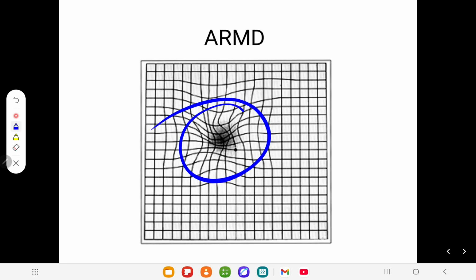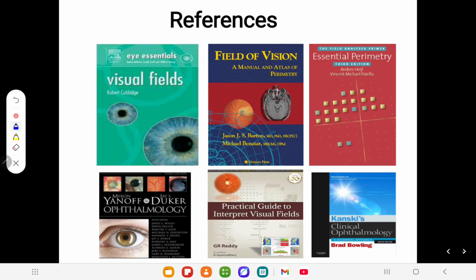So ARMD, this is the picture of distortion. Okay, so basically these are the things. We have the great book here for all the references, but yes, Clinical Procedures in Optometry is definitely another good book.